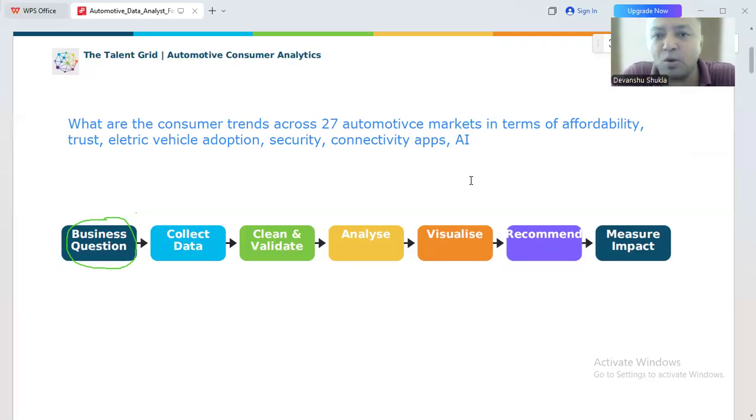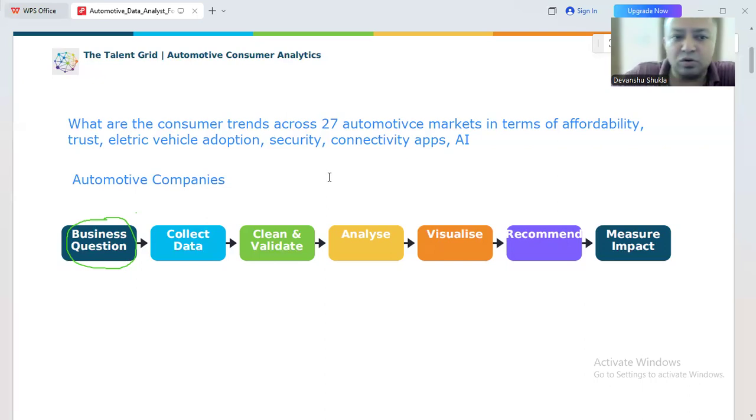And who wants to know that? Automotive companies would want to know this. Okay. So that they can target the right markets and sell more cars depending on whatever is the consumer demand and make more profits out of it.